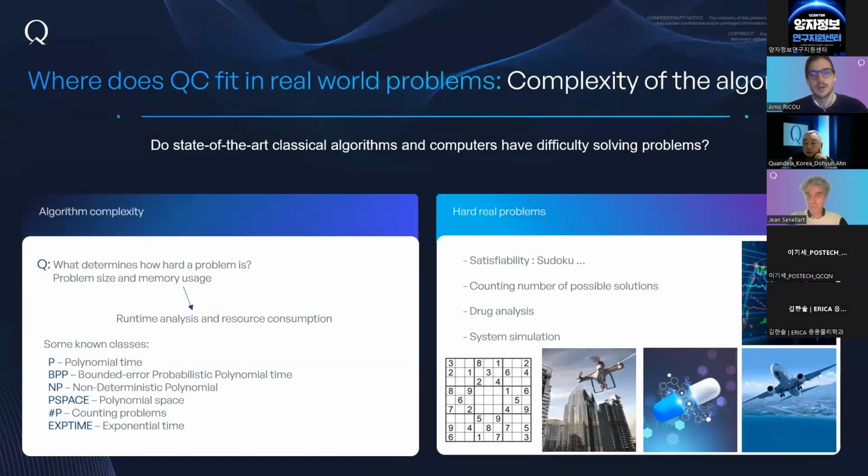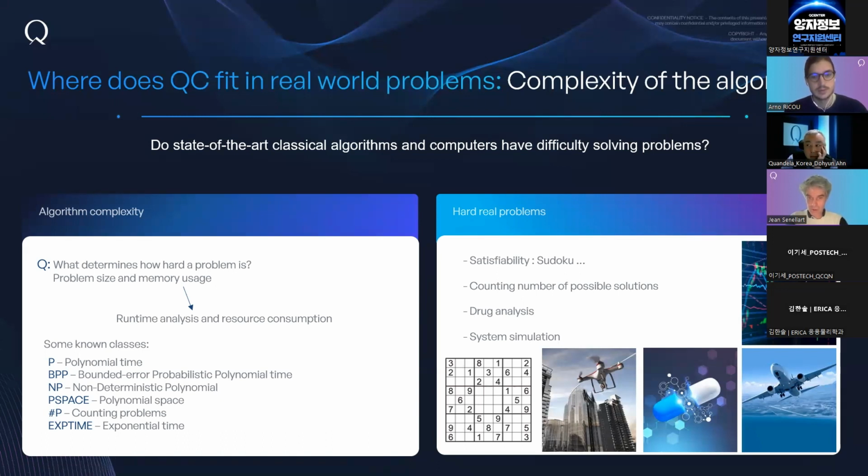Before talking about fault-tolerant algorithm or algorithm in general, one should bear in mind this definition of complexity classes and where quantum computing fits into the complexity of real-world problems. We'll see that there are actually some state-of-the-art classical algorithms that will find it difficult to solve some everyday problems. So first of all, how does one determine that a problem is hard?